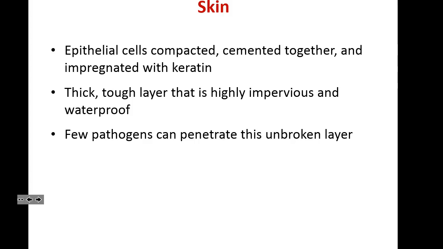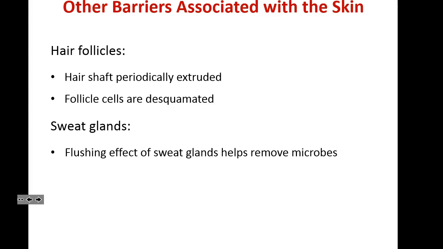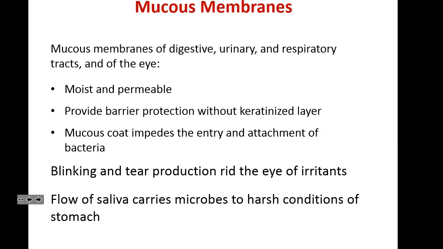The skin has epithelial cells that are compacted, cemented together, and impregnated with keratin. It's a thick, tough layer that's highly impervious and waterproof. Few pathogens can penetrate this unbroken layer. Other barriers associated with the skin are hair follicles, where the hair shaft is periodically extruded and follicle cells are desquamated. Then we have sweat glands. It's the flushing effect of sweat glands that helps remove microbes.